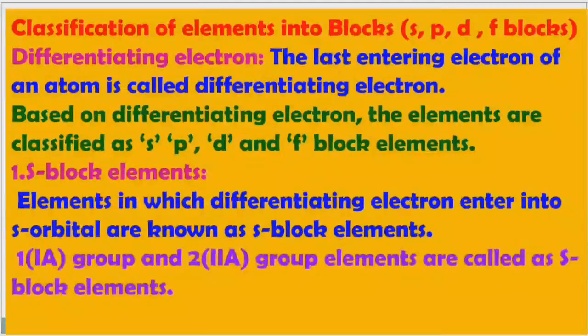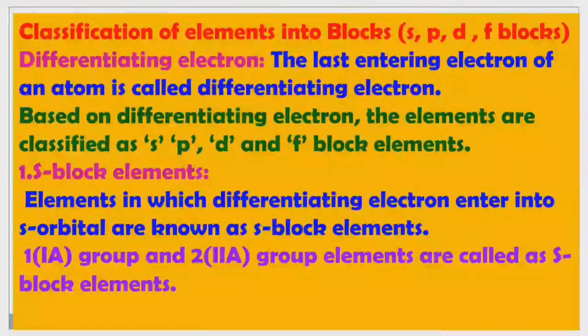Already you know the valence shell electronic configuration for the groups. First A group elements have general configuration ns1. Second A group elements have general configuration ns2. So first A group and second A group elements are commonly called s block elements, because in these groups the last entering electron, the differentiating electron, enters into the s orbital.